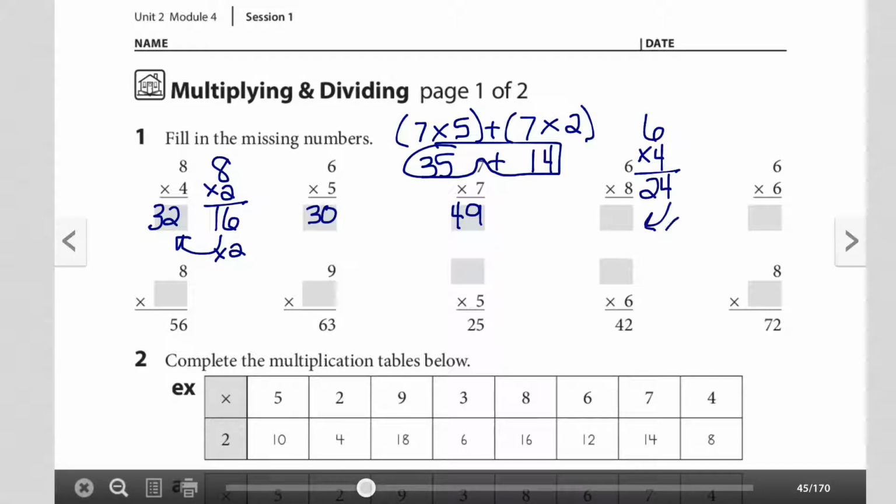And then we would just double that because 4 doubled is 8. 24 plus 24 would be 48. And then 6 times 6, 36.